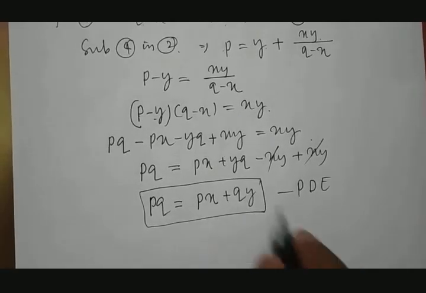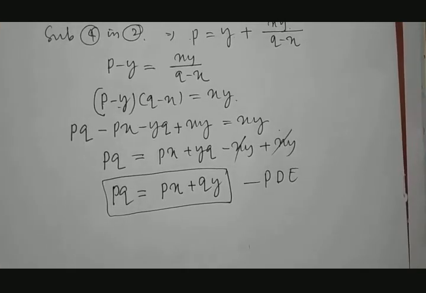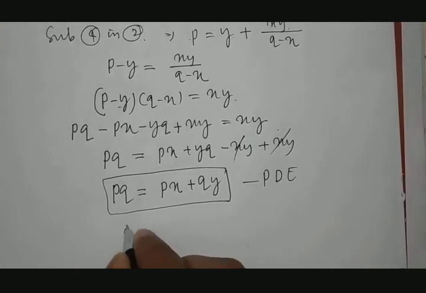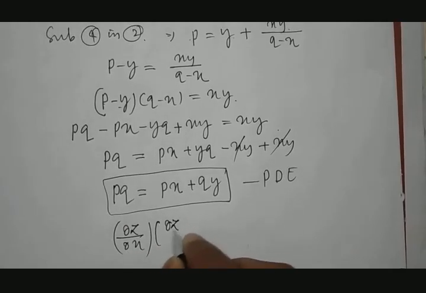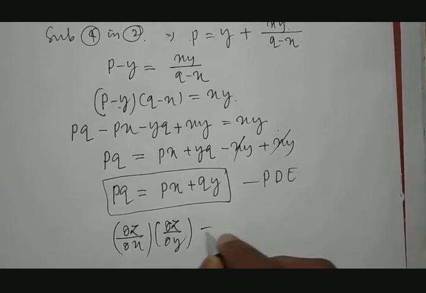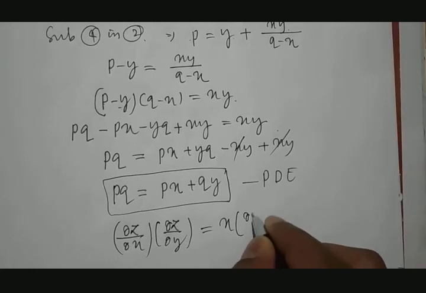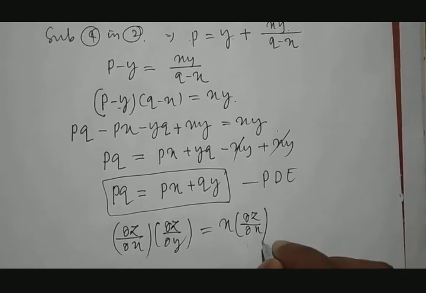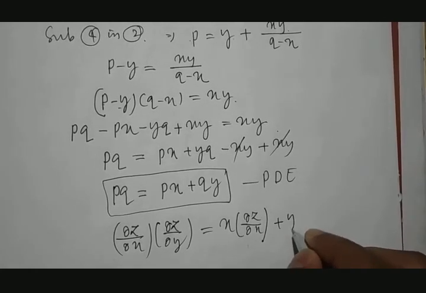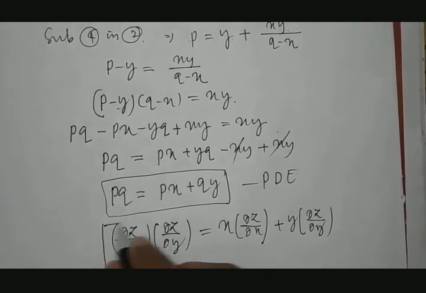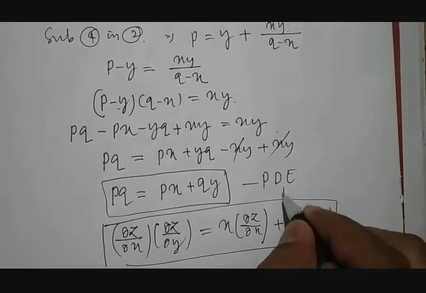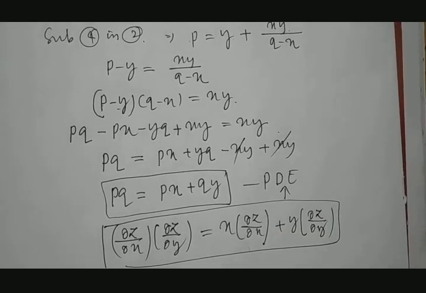We know what p and q are. We can even represent it as p is nothing but dou z by dou x, q is nothing but dou z by dou y, which gives pq equal to x into dou z by dou x plus y into dou z by dou y. Like this also we can represent the required partial differential equation.